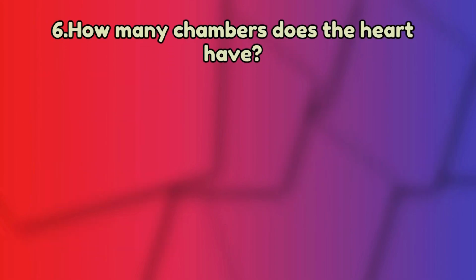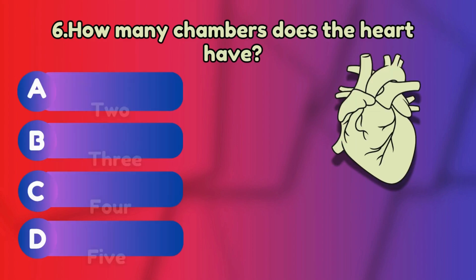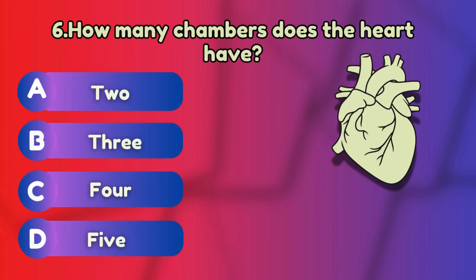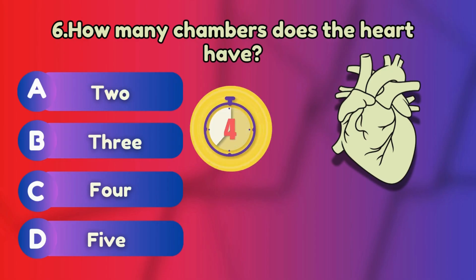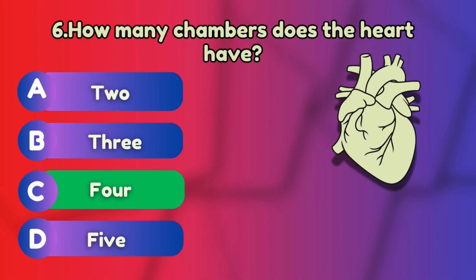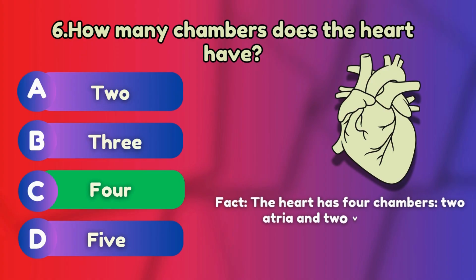6. How many chambers does the heart have? A. 2. B. 3. C. 4. D. 5. Right answer, 4. Fact: the heart has 4 chambers, 2 atria and 2 ventricles.